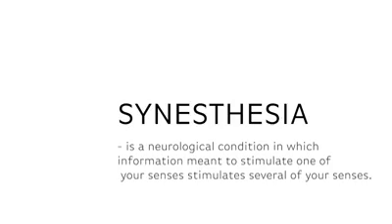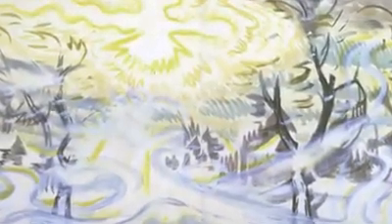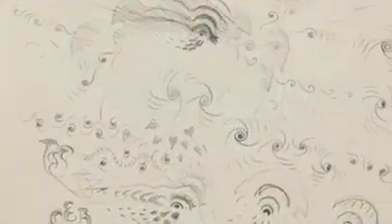Synesthesia. Synesthesia is a neurological condition in which information meant to stimulate one sense actually stimulates many. For example, if you heard the number 4, you might see the color orange, and that is the visual stimulation you get when you hear that number. This connection is seen in lots of works for Burchfield, so I use that characteristic in his portrait.